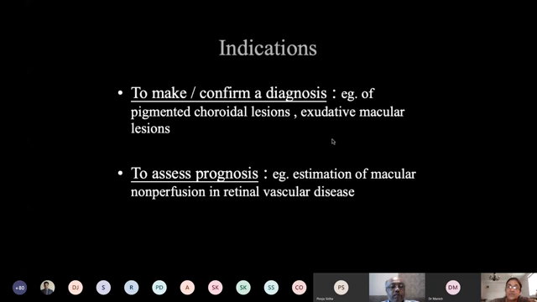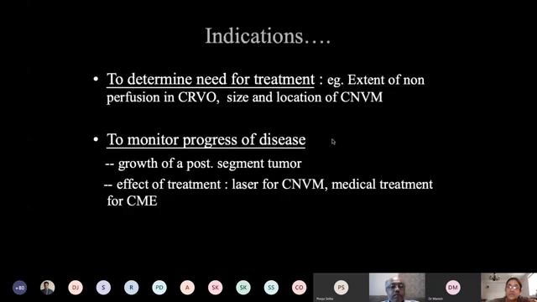Now, again, to identify or determine the need for treatment. Supposing I have a patient, like Dr. Saurabh was just mentioning a few minutes back, you have a patient of diabetic retinopathy, but you are not sure whether the patient has proliferative diabetic retinopathy and is in need of a panretinal photocoagulation. You can again identify those lesions and take a decision for your treatment.